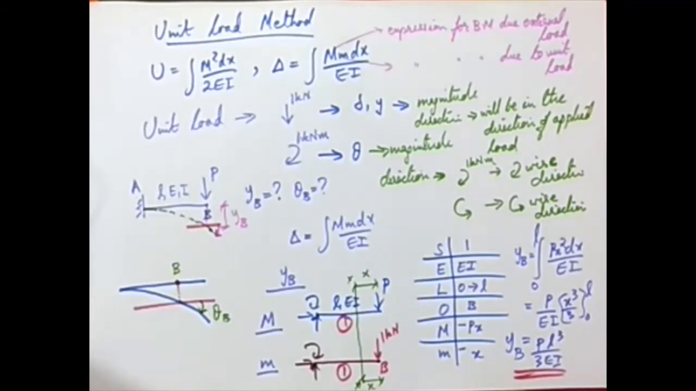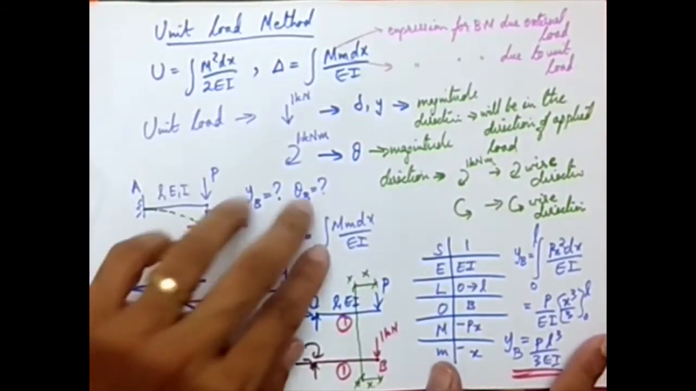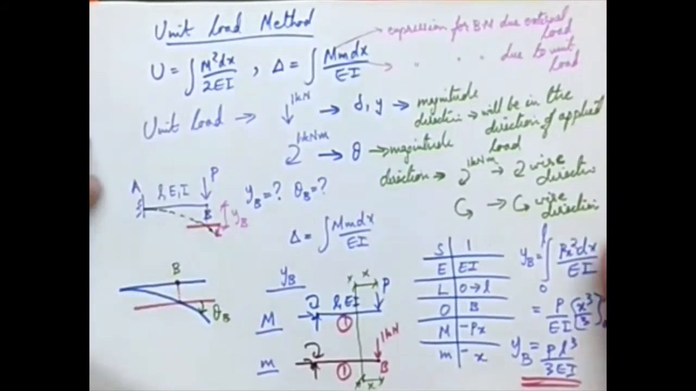So this is part 1 where we calculated the vertical deflection at point B. Now let's see how to calculate the slope at the same point B for the same figure. Let's try that now.